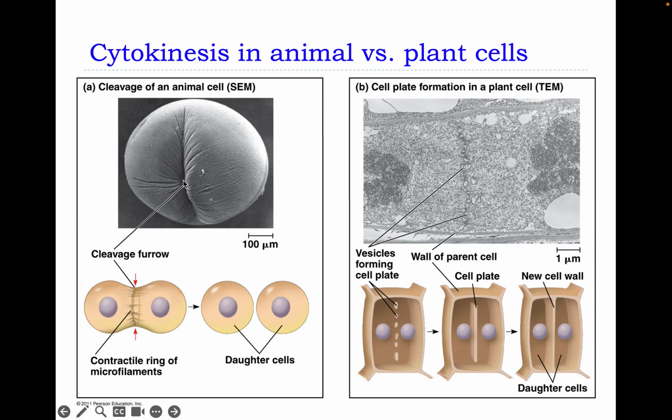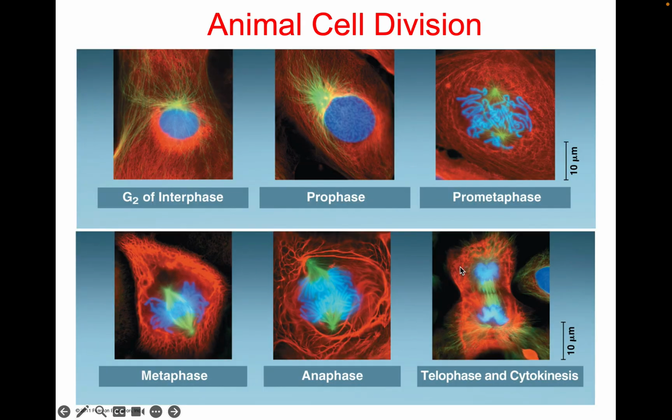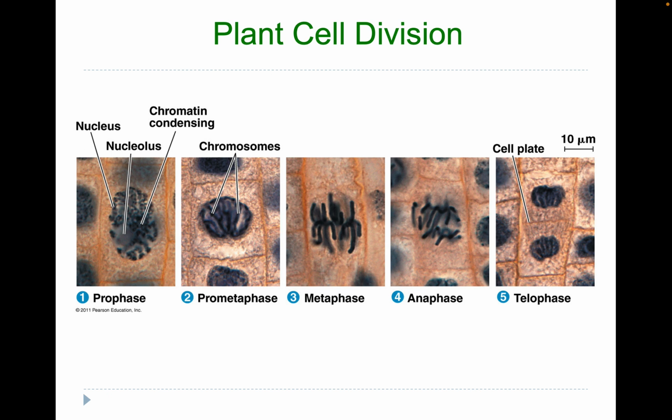So here's a micrograph of a cleavage furrow in an animal cell. And here we can see a cell plate beginning to form, separating two new plant cells. All right, and here's pictures, and these are actually from onion root tip cells, but you can see the DNA stained this dark purple color.